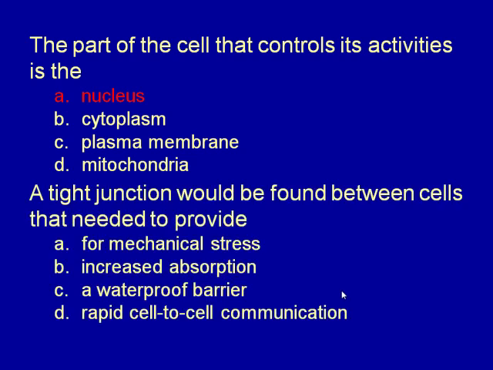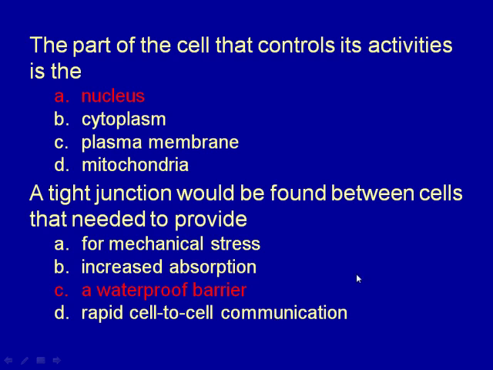A tight junction would be found between cells that needed to provide for mechanical stress, increased absorption, a waterproof barrier, or rapid cell-to-cell communication. They're the Ziploc seals that give you the waterproof barrier. The desmosomes give you mechanical stress, the microvilli give you increased absorption, and the gap junctions give you that rapid cell-to-cell communication.